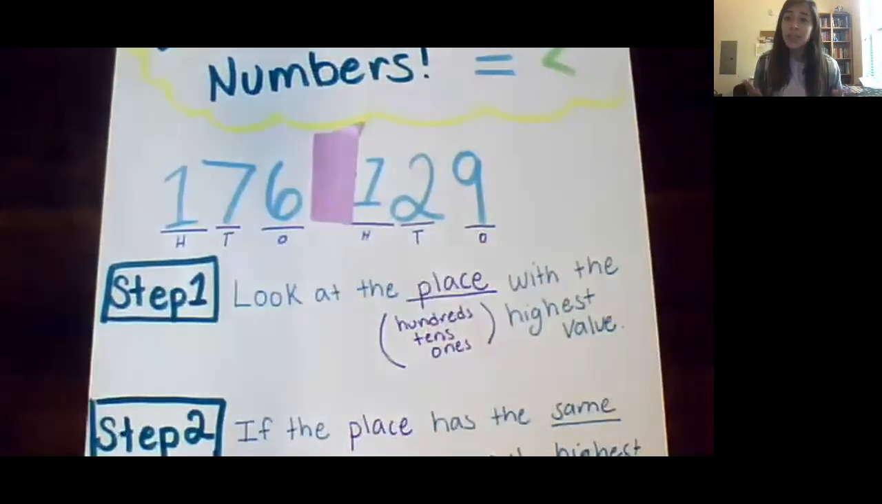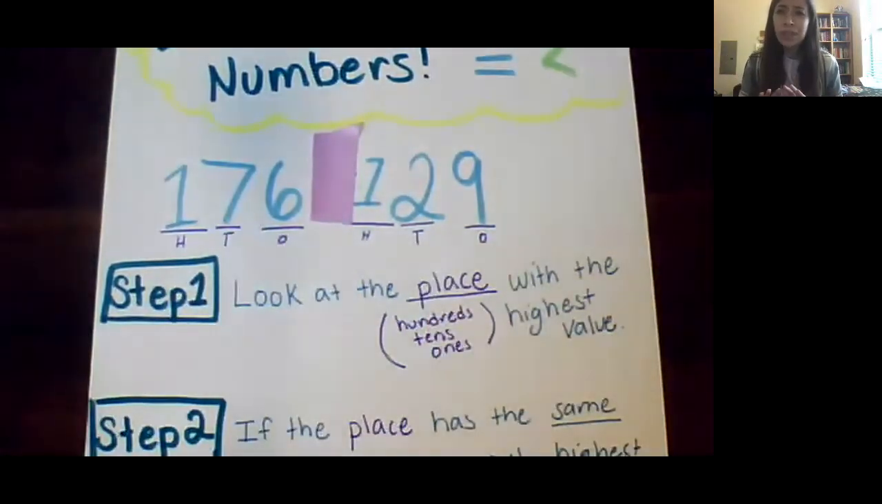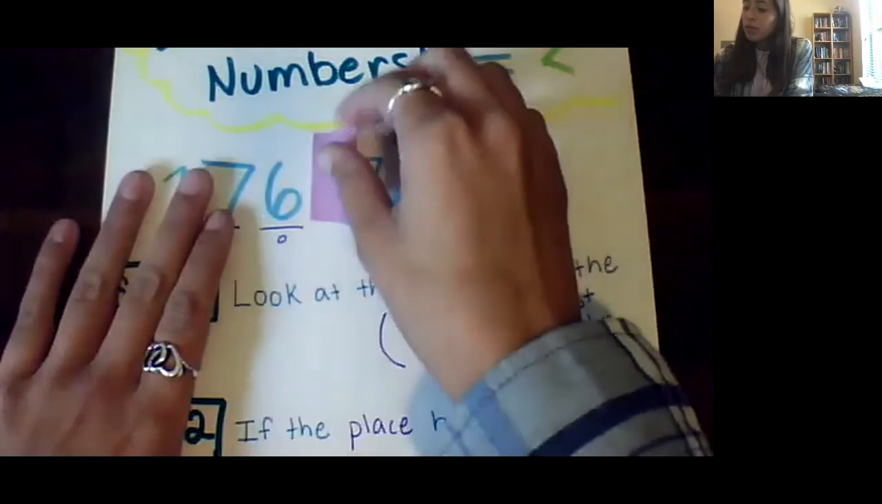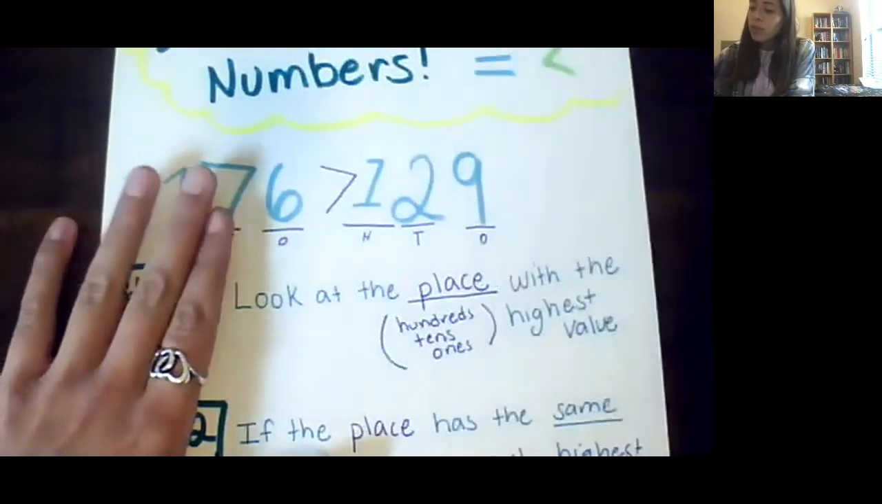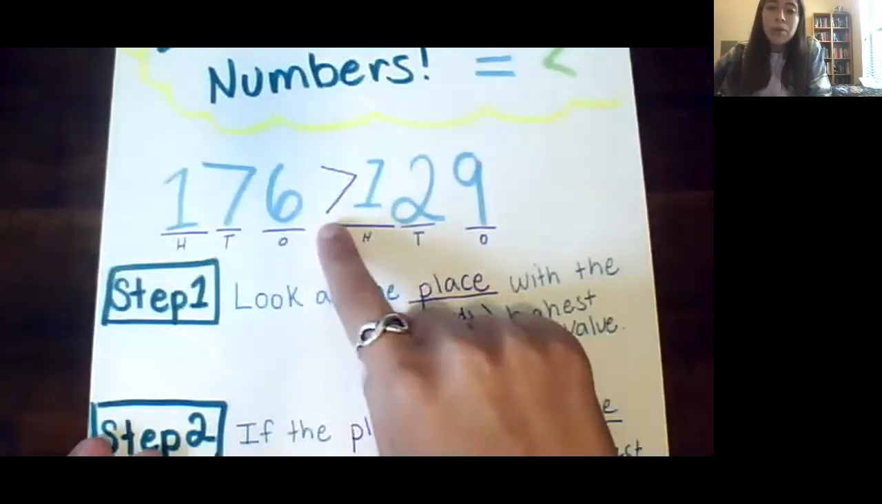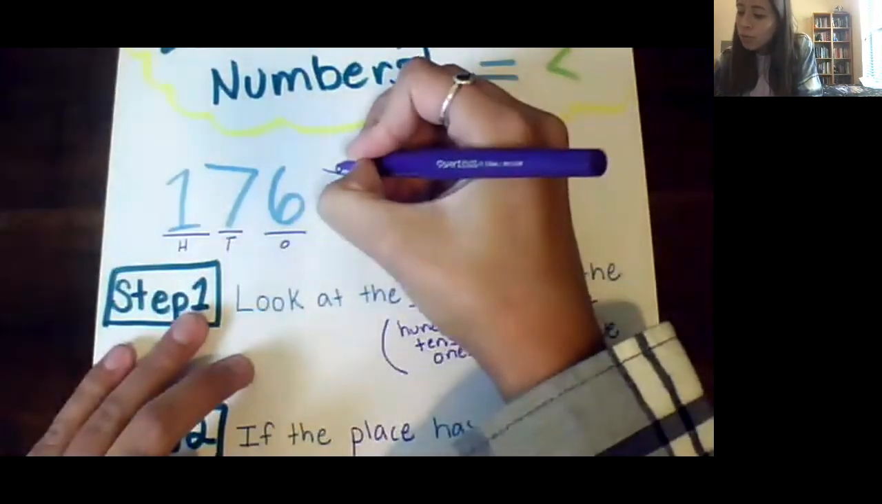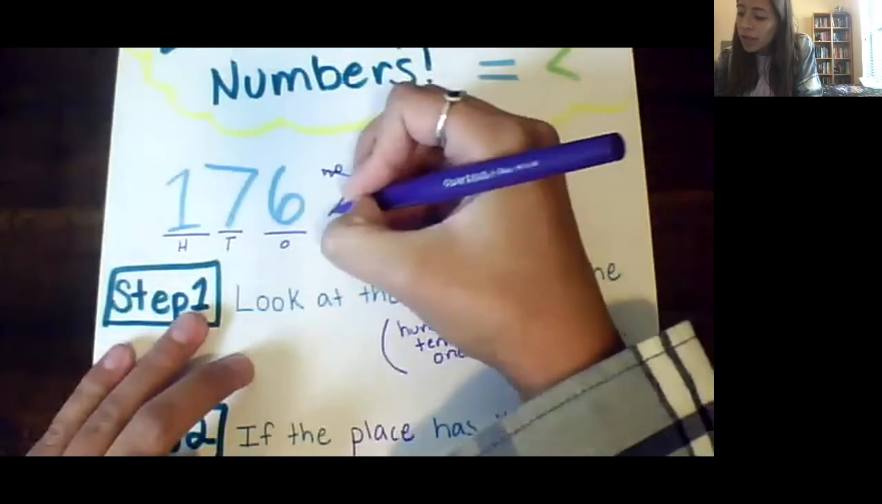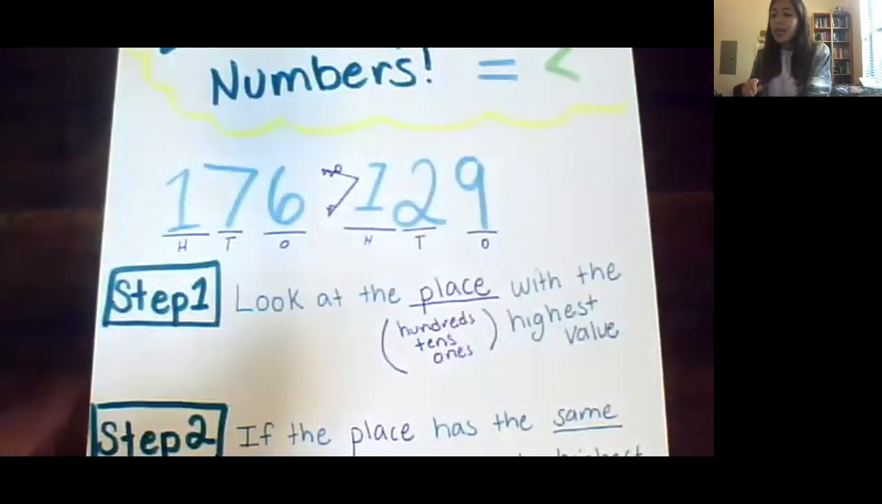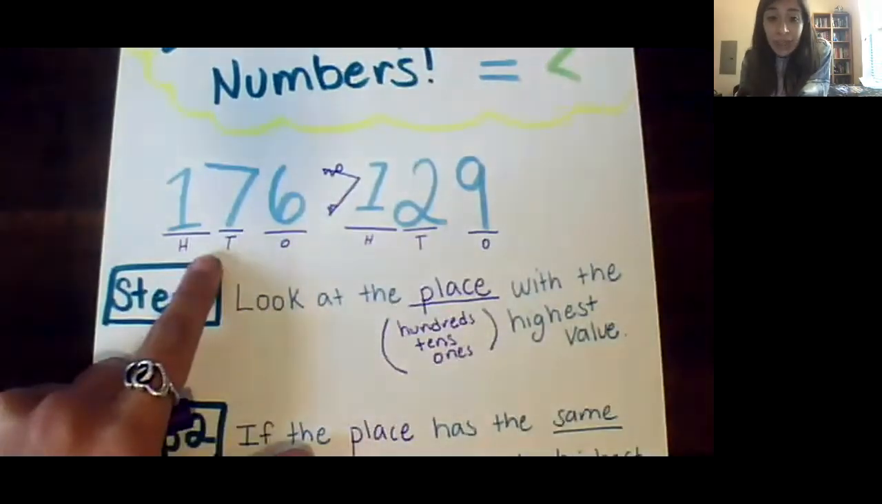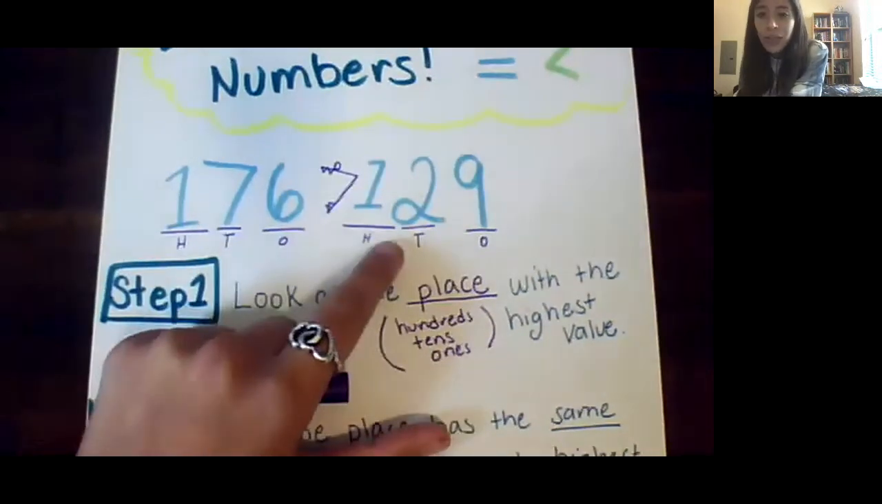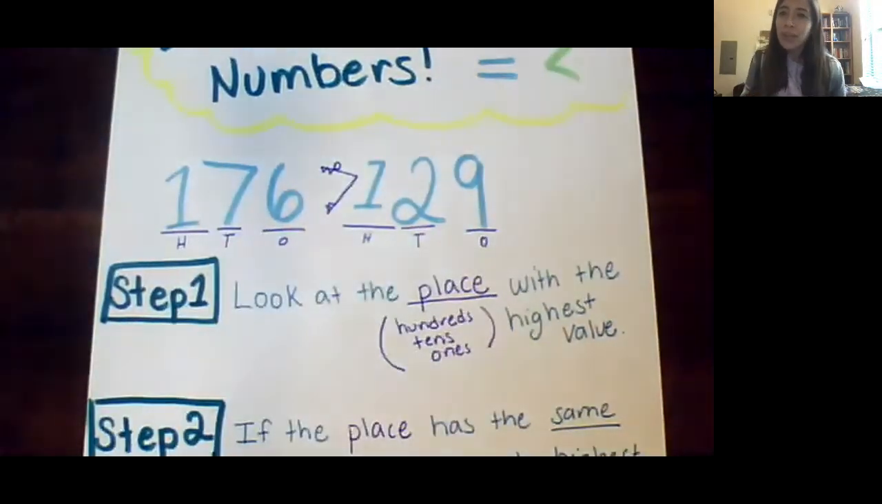Awesome job, friends. But we're in 2nd grade. We don't say bigger than or more than. We say greater than. And we have a special symbol for it too. When we say greater than, we're going to be using this symbol. Now remember, it's kind of like an alligator, right? And an alligator is always going to open their mouth to the highest number. And we decided that 176 is greater than 129. So let's go ahead and look at our last step.